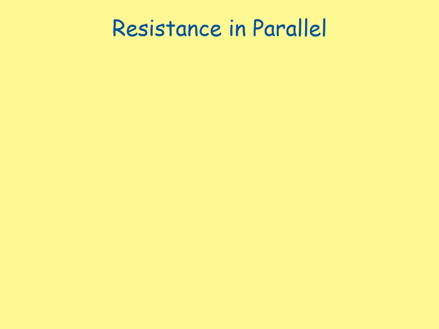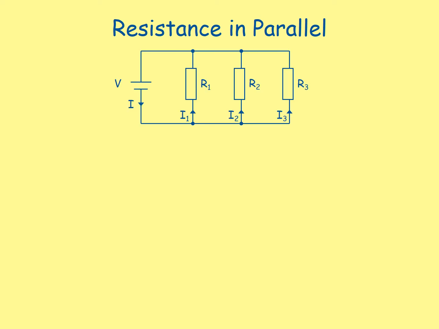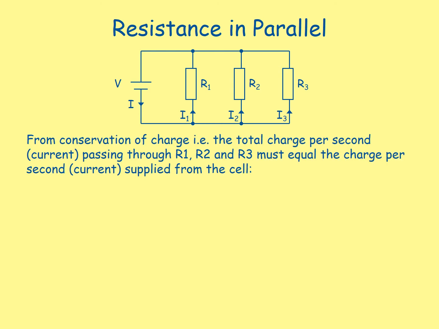Resistance in parallel. Here we're going to look at our rule for resistance in parallel circuits. We have a circuit here with 3 resistors in parallel. From conservation of charge, i.e. the total charge per second passing through R1, R2 and R3 must equal the charge per second supplied from the cell. So I equals I1 plus I2 plus I3.